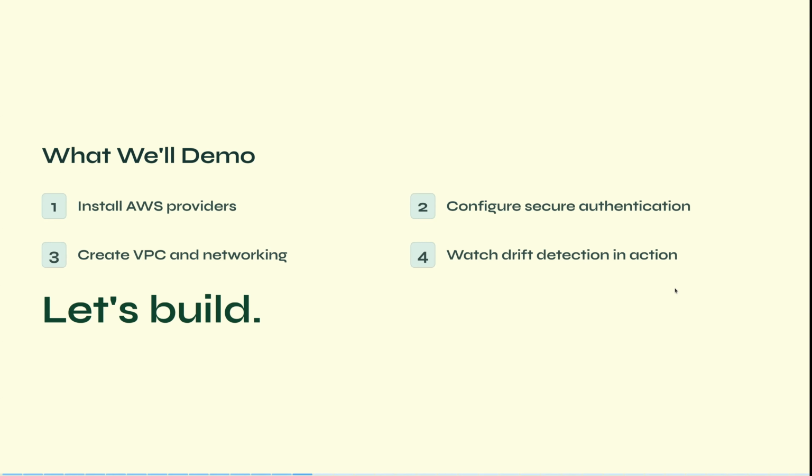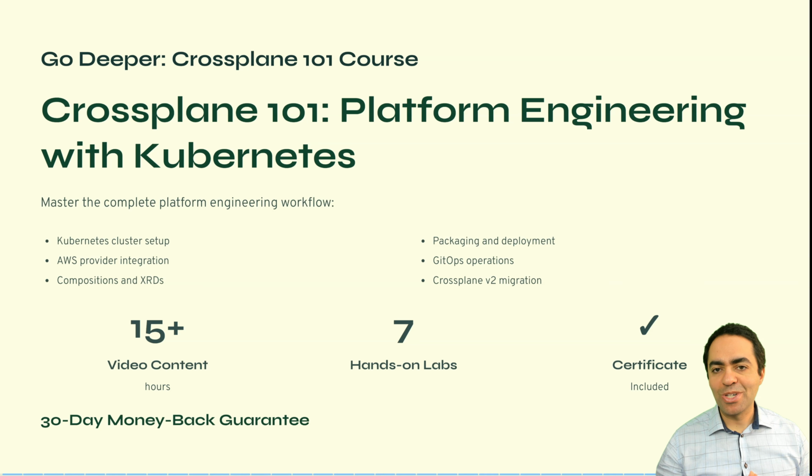So what are we going to demo? We're going to demo how to install AWS providers, how to configure secure authentication, how to create a VPC and networking, and watch drift detection working in action. So let's go ahead and get started to build. But remember, at the end of this video, we're going to give you a sneak peek of what's to come in episode 3.